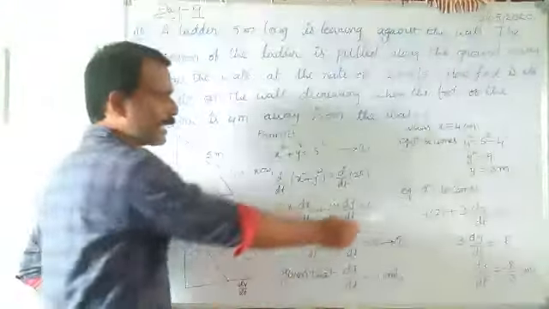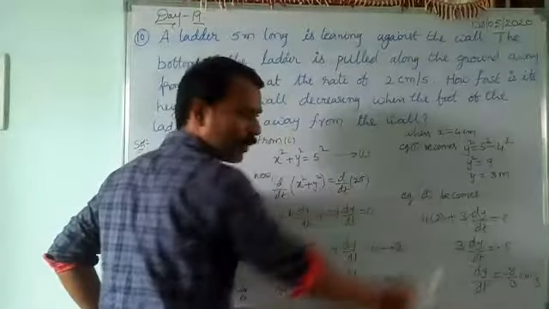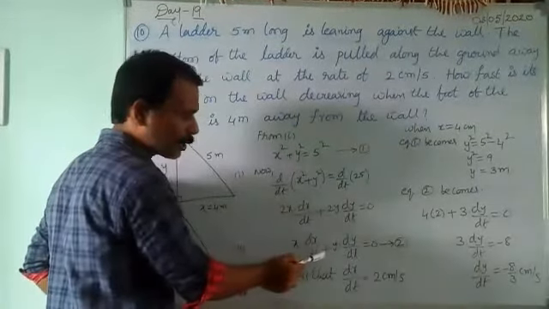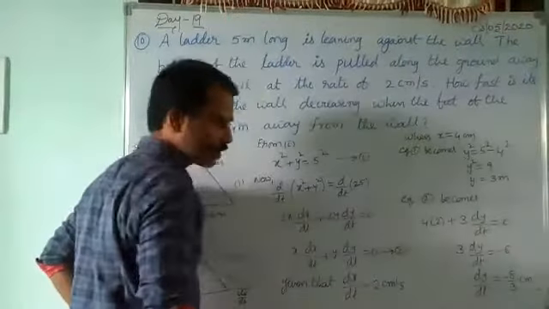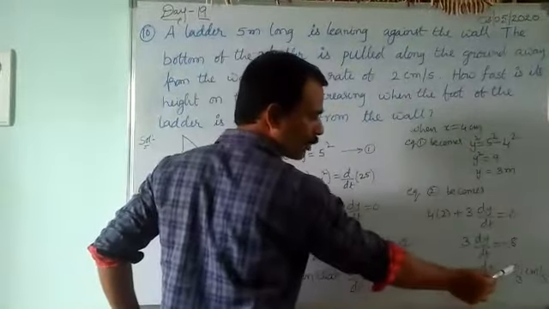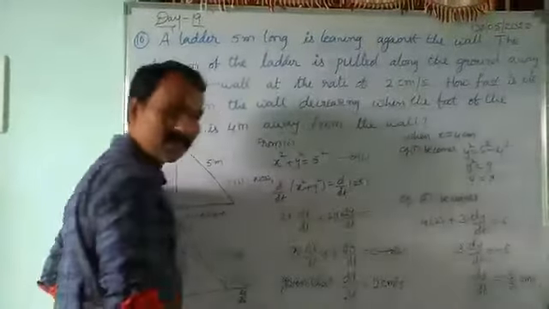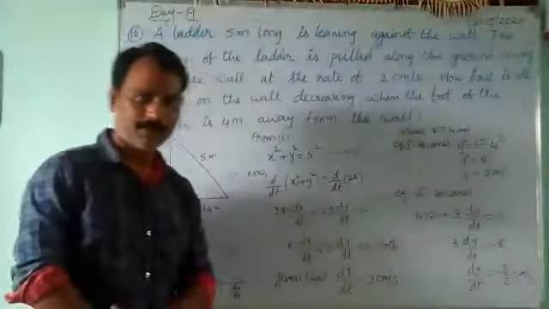Now what am I doing? In equation 2, after knowing the dx by dt, x value and y value, we substitute: 4 into 2 plus 3 into dy by dt is equal to 0. So 3 into dy by dt is equal to minus 8. dy by dt is equal to minus 8 by 3 centimeter per second. Like that, we calculated dy by dt.